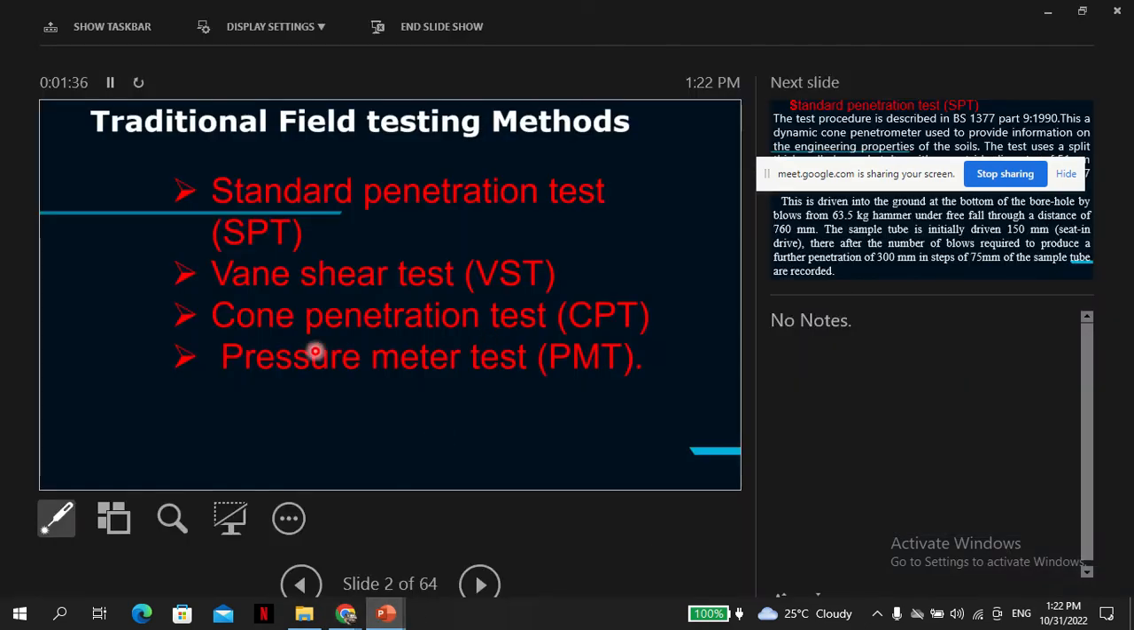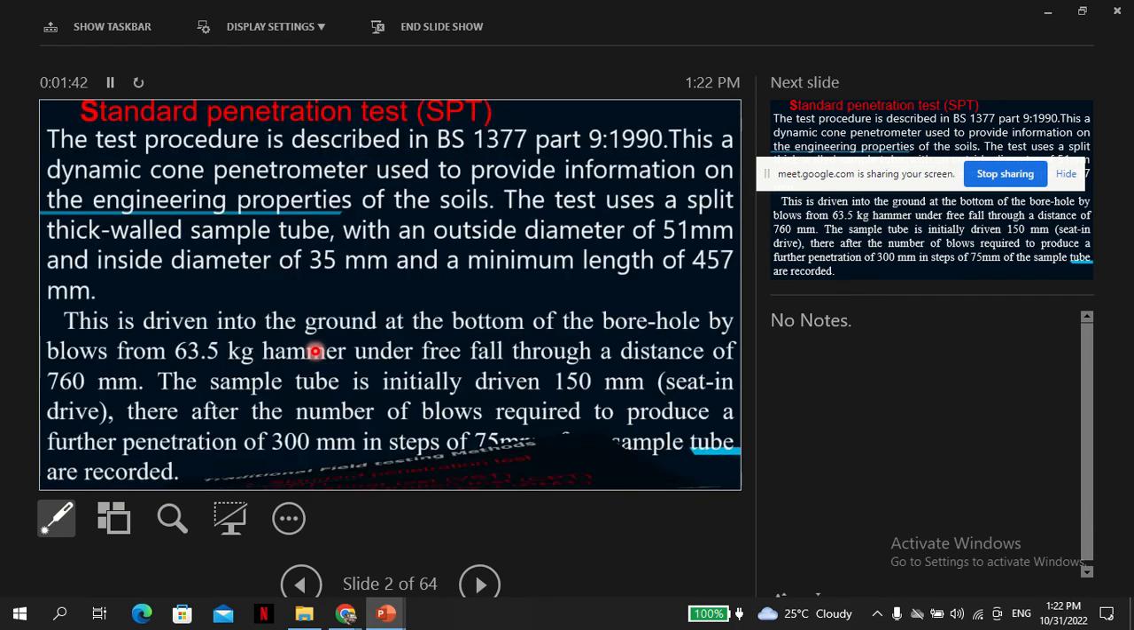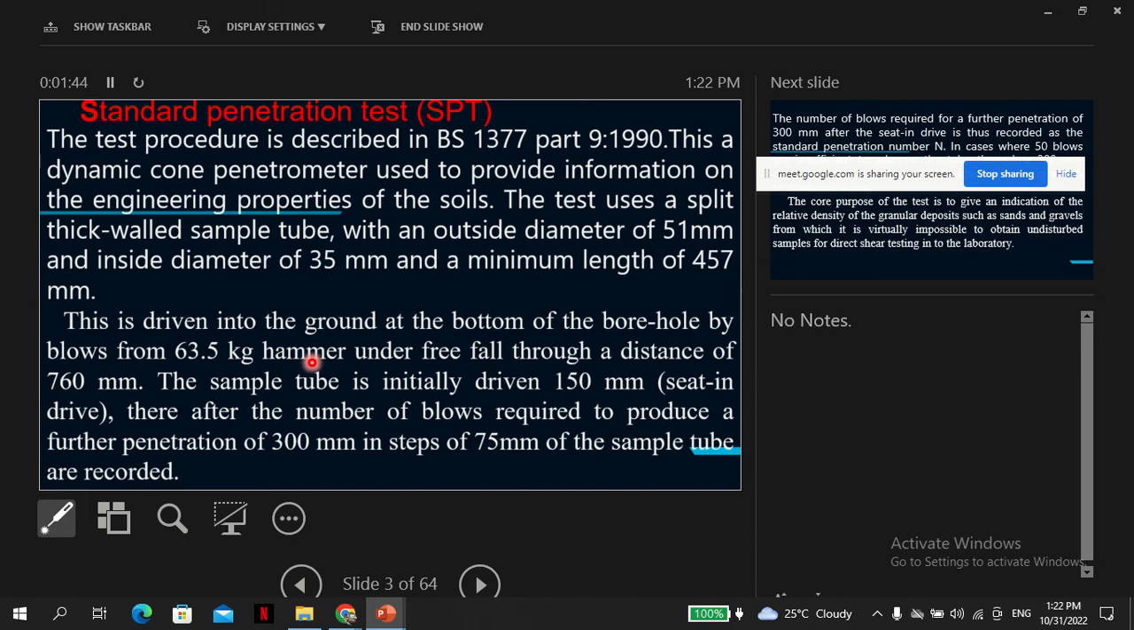These are the tests we're going to talk about. I'm also going to inform you of other tests that may not be very traditional, but you need to be aware they exist. The standard penetration test is defined or described in the BS 1377.